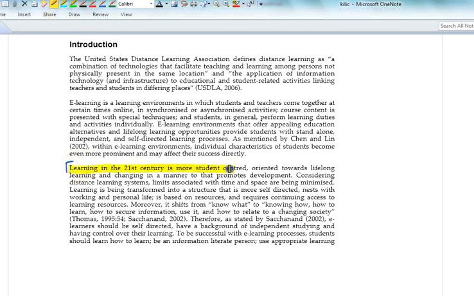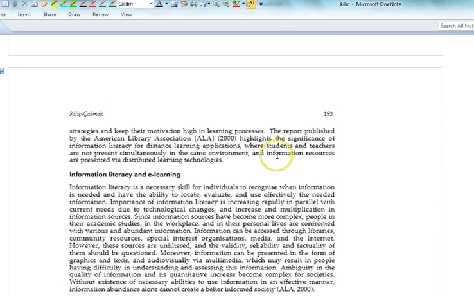Learning in the 21st century is more student-centered and oriented towards lifelong learning and changing in a manner that promotes development. So suggesting that learning now is a different process than it was in previous decades, and there's change, and mainly one of the reasons that's necessary is to align with changes in society.